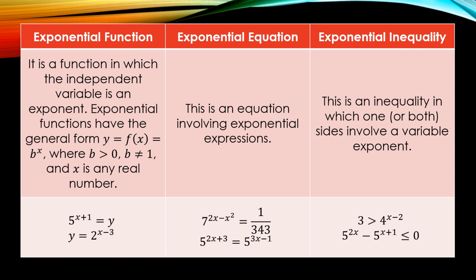And exponential inequality, this is an inequality in which one or both sides involve a variable exponent. So we have here 3 is greater than 4 raised to x minus 2, and 5 raised to 2x minus 5 raised to x plus 1 is less than or equal to 0.